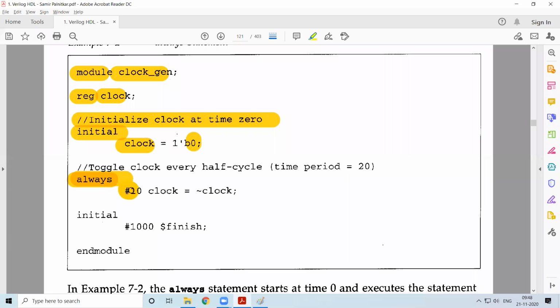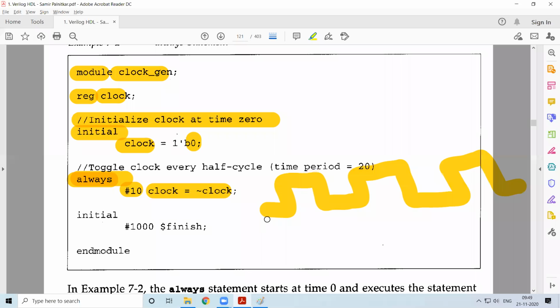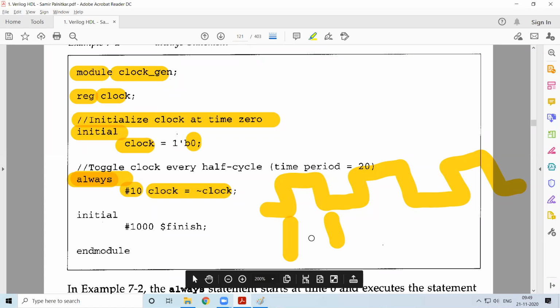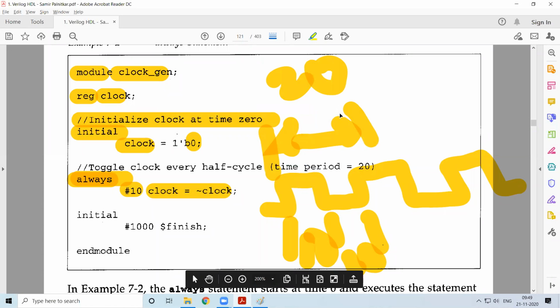Then always, after every 10 time units, you change the condition of the clock. If it was 0 previously, make it 1. If it was 1, make it 0. So you are presenting the clock sequence: 0, next 1, next 0, and this continues. This will be there for 10 time units, and this will be there for 10 time units. So what is the time period of this one? The time period is 20 time units.